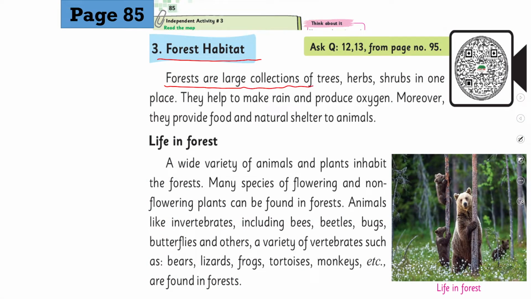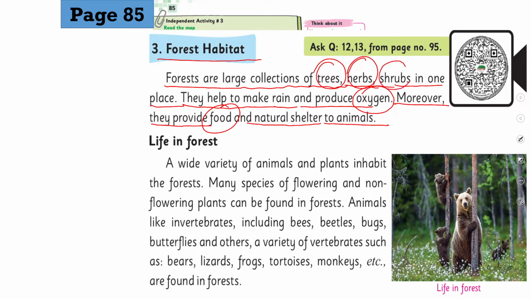Forests are large collections of trees, herbs, shrubs in one place. They help to make rain and produce oxygen. Moreover, they provide food and natural shelter to animals. So my dear students, forest एक ऐसी जगह है जहाँ पर trees होते हैं, herbs होती हैं, shrubs होती हैं, और यहाँ पे बहुत ज़्यादा plantation होती है. इसके अलावा ये जो trees हैं, ये बारिश का जरिया बनते हैं और ऑक्सीजन पैदा करने में हेल्प करते हैं, जिस पे हम सब एनिमल्स और ह्यूमन बींग्स जिंदा हैं. इसके अलावा ये फूड भी प्रोवाइड करते हैं और ये बहुत सारे एनिमल्स का घर भी हैं.